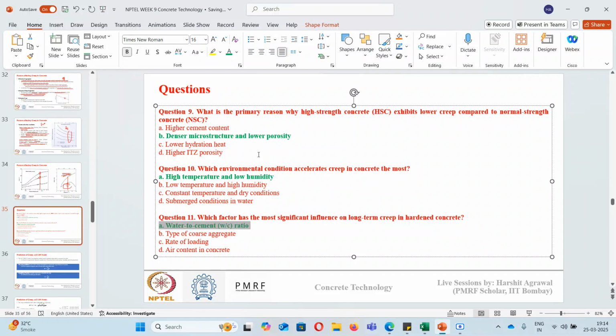Why? Because a higher W by C ratio will increase the porosity, and this will lead to higher creep because of increased moisture movement and weak paste structure. So that's why the most significant influence is caused by the water to cement ratio.